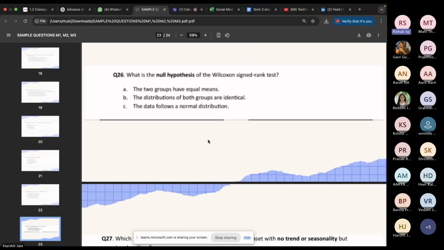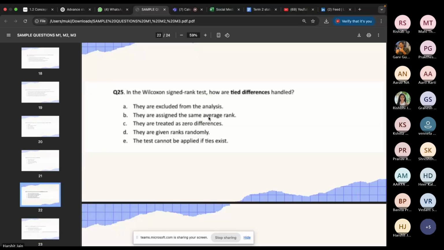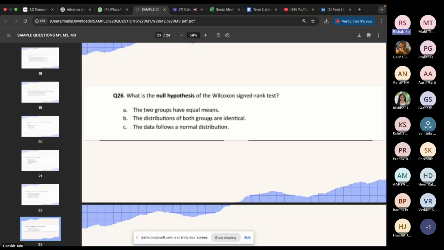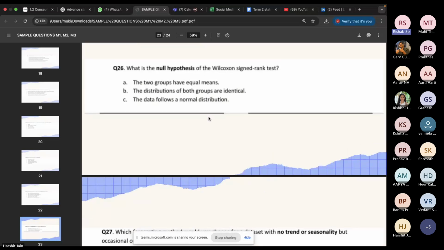What is the null? See, what's this? Can you show the previous question, Harshit? 25th. Okay, fine. Sorry. Okay, they are treated as zero difference. Next question, sir. What is the null hypothesis of the Wilcoxon signed rank test? There can be two null hypotheses. There are only three options for this question. I think I've missed the last one, right?